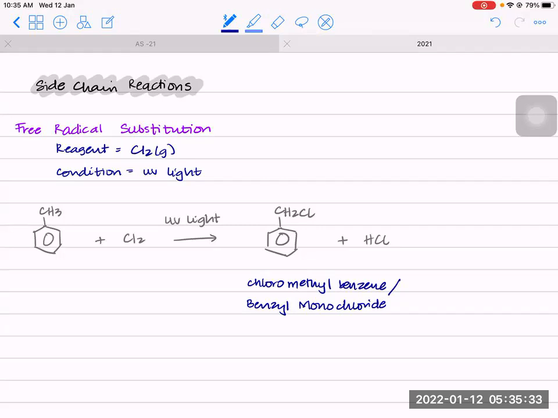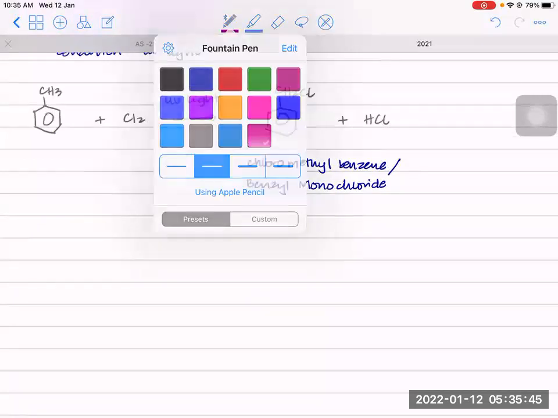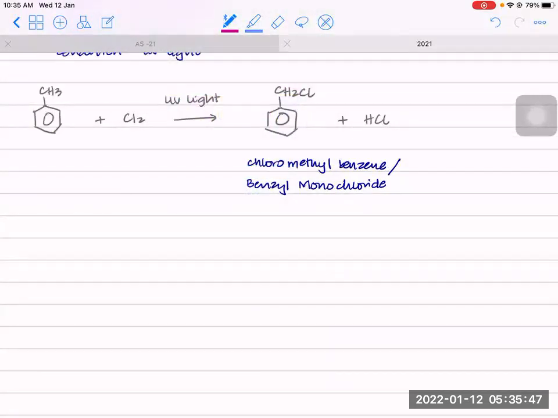Clear? And this happens in the presence of what? UV light. Now, you can keep removing all the hydrogens that you have, right? So let's remove, we still have two more to go. So you can remove those. So you take this chloromethyl benzene.